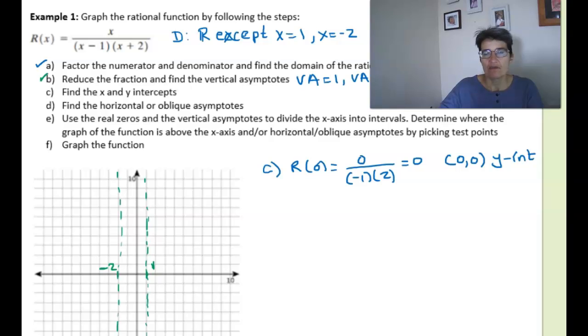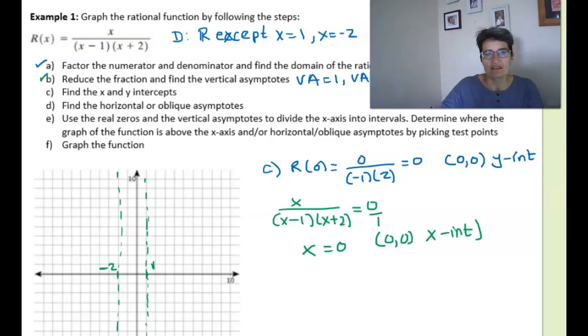The x-intercept you find by setting this entire thing equal to 0. So x over x minus 1, x plus 2 equals 0. Now the denominator is going to disappear because if you cross multiply both sides by the denominator, you're multiplying by 0. So you just get x equals 0. So this is our x-intercept at (0, 0). You can see there is only one intercept. Both the x and y intercepts are at (0, 0), that point there.